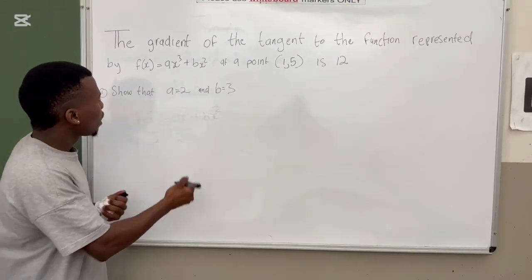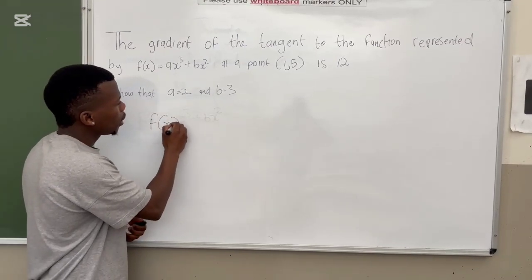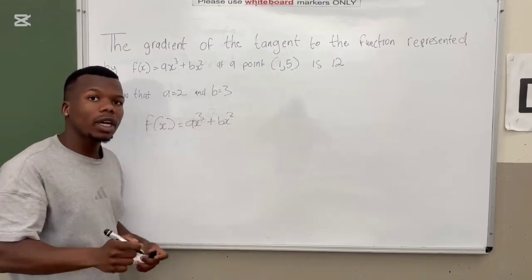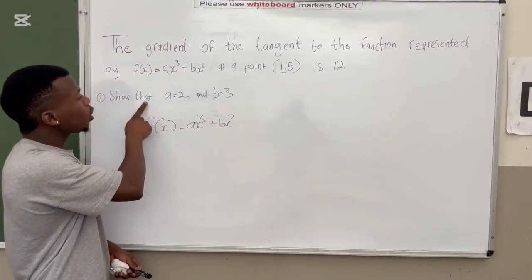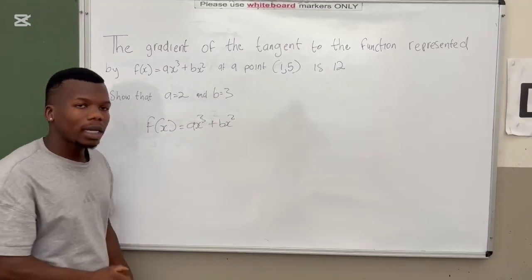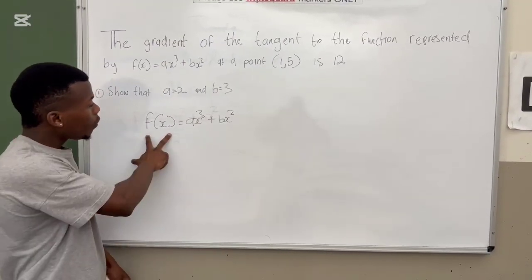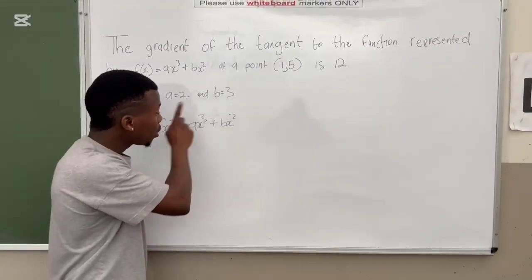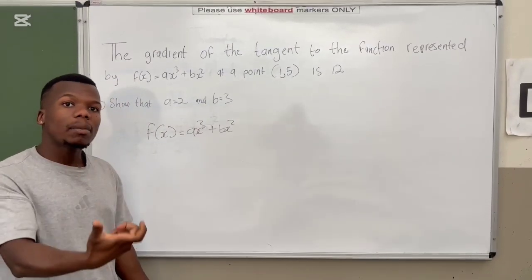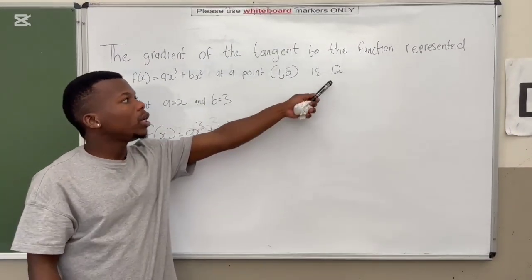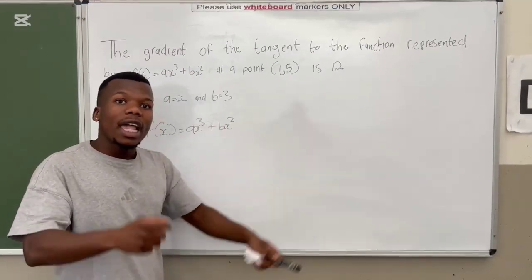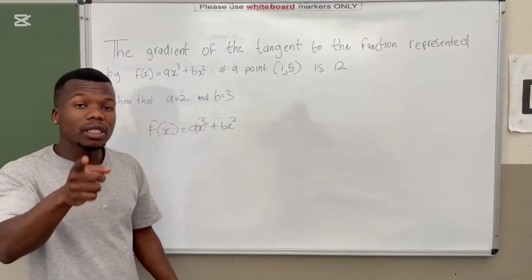They said our f of x equals ax cubed plus bx squared. Also, the question is: show that a equals 2 and b equals 3. Now let's check. Our function is given by ax cubed plus bx squared. I'm going to determine the first derivative and equate it to 12, because the gradient at the point is 12, and the gradient is always equal to the first derivative.